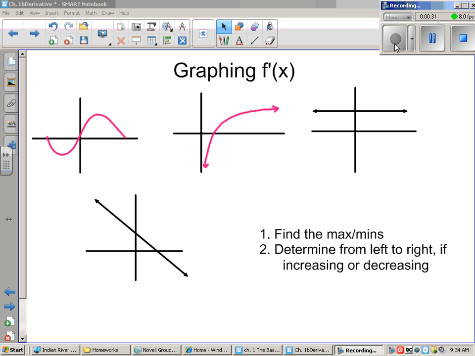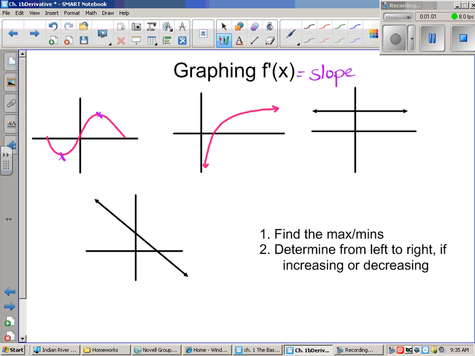The first step is always to find the maximums and minimums. Why is that? What do we know is happening at the maximums and the minimums of any graph? Let's just take a look at this first graph that you see here. The minimum here and the maximum. What do we know about the derivative? Keep in mind the derivative is what? Slope. F prime is basically saying what is the slope at that spot.